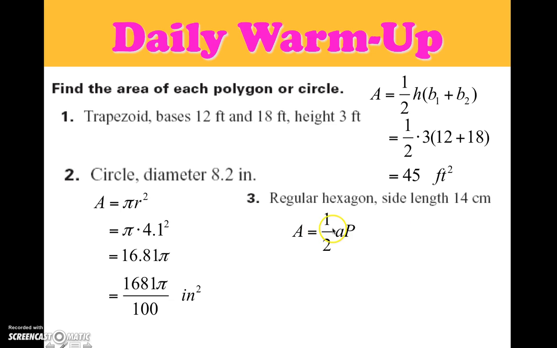Okay, regular hexagon, side length 14 centimeters. Their formula. Okay, so if you're 14 centimeter side length, think about that apothem. Hopefully you found that to be 7 root 3. The perimeter, 84. And let's just simplify that. There's your exact answer.